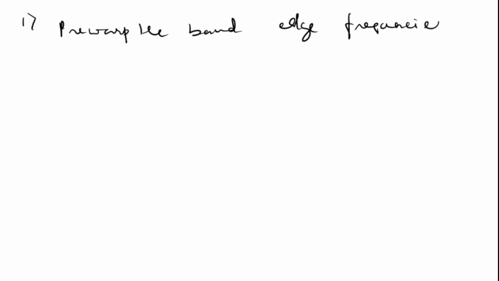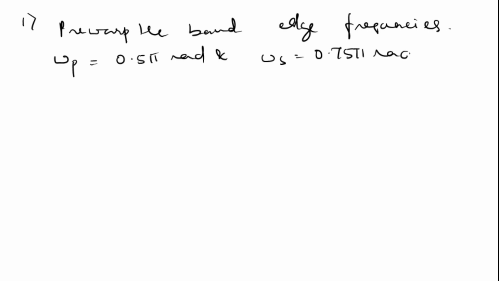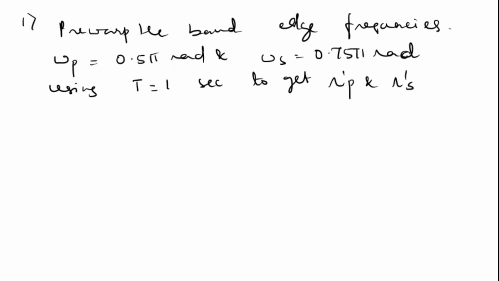First step, pre-warp the band edge frequencies. Omega p is equal to 0.5 pi radian and omega s is equal to 0.75 pi radian. Using T equal to 1 second to get omega dash p and omega dash s.